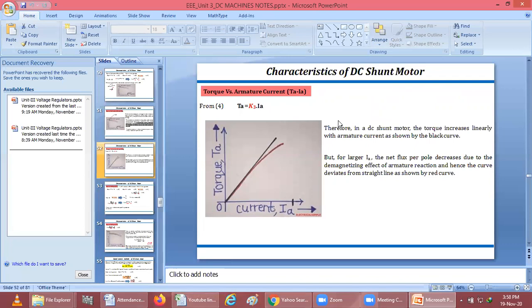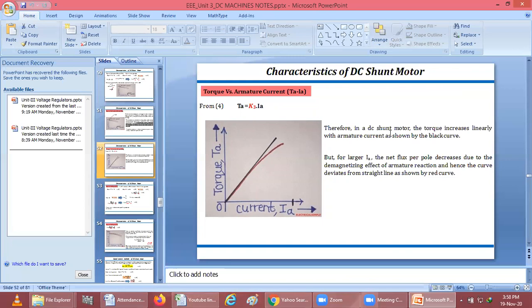Already we have seen the equation torque equal to K3 into IA. K3 is nothing but a constant. We take K1 into phi, K2 into phi, and we call this K3. So we know torque is directly proportional to IA, so the graph will be a linear line. The slope will follow y equal to mx plus c, so here you get y equal to mx because we are taking it as a constant. So it will be a straight line.